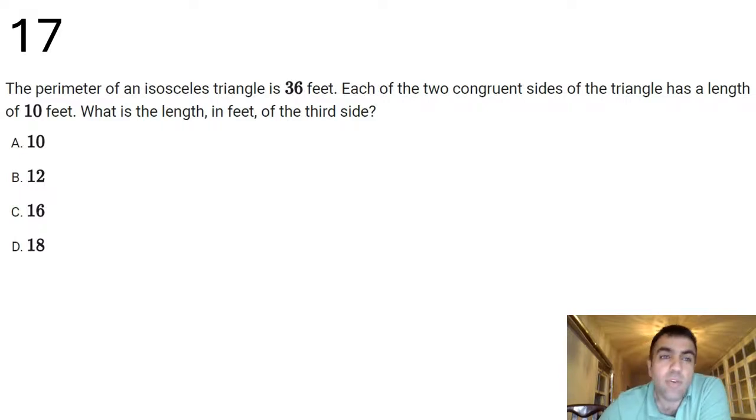The perimeter of an isosceles triangle is 36 feet. Each of the two congruent sides of the triangle has a length of 10 feet. What's the length in feet of the third side? Guys, do you know what an isosceles triangle is?